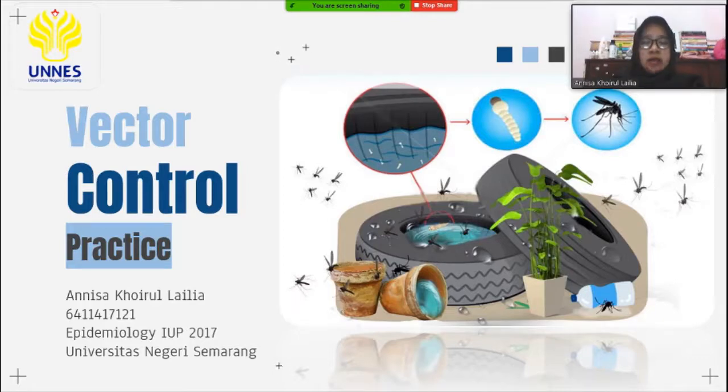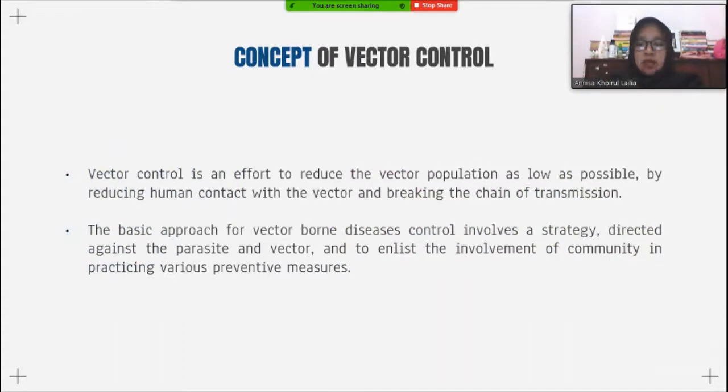On this occasion, I would like to present about vector control practice in my hometown. Before that, let's first discuss the concept of vector control. Vector control is an effort to reduce the vector population as low as possible by reducing human contact with the vector and breaking the chain of transmission.